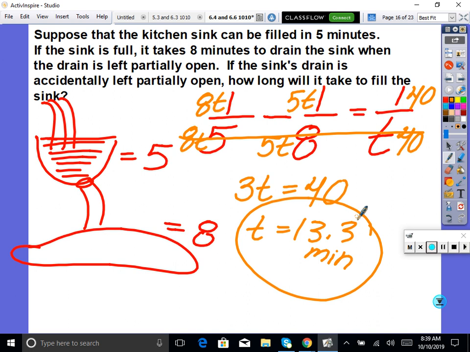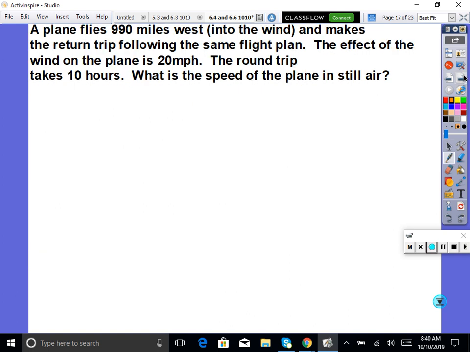Our last couple story problems here. So we've already learned this stuff earlier in the year. We just have to review distance, rate, and time problems. So let's review them. You guys have done really pretty good with distance, rate, and time problems before. So let's do this one. It says, a plane flies 990 miles west into the wind and makes the return trip following the same flight plan. The effect of the wind on the plane is 20 miles an hour. The round trip takes 10 hours. It says, what is the speed of the plane in still air?